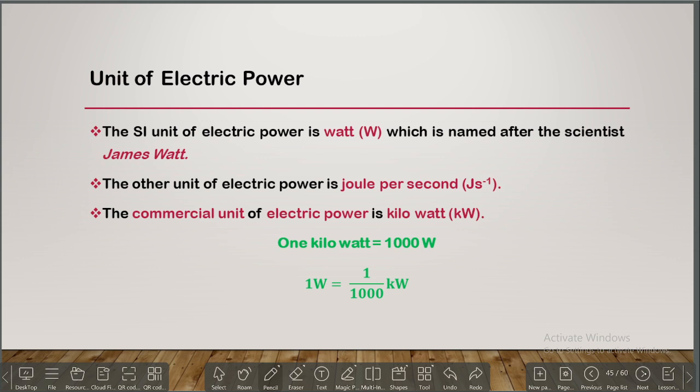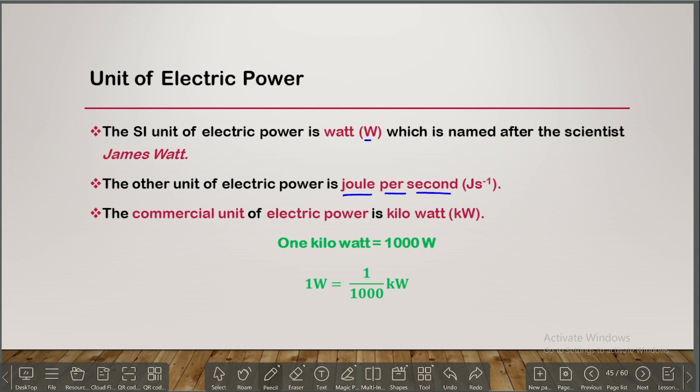Now, what is the unit of power? The unit of power is watt, represented by the symbol W, which is named after the scientist James Watt. The other unit of power is joule per second.